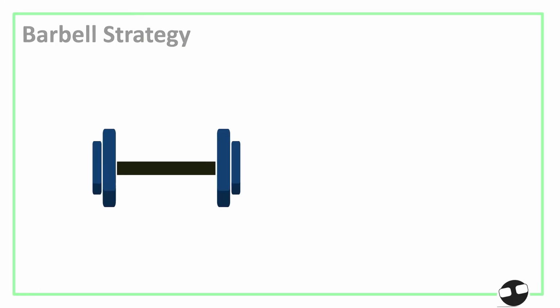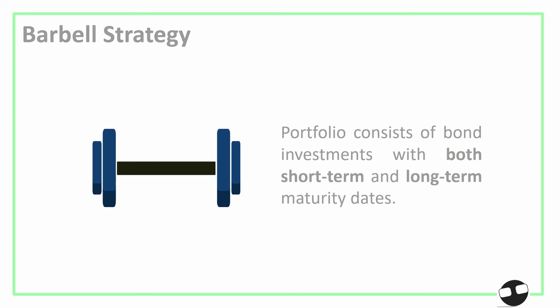And the last strategy, we have the barbell strategy. So here, the portfolio consists of bond investments with both short-term and long-term maturity dates. So, alam na natin yung short-term, no, or intermediate bond funds. Ito yung mga bond funds or bonds na merong less than 3 years na maturity. Yung long-term naman, ito yung mga bonds natin with, let's say, more than 5 years. Let's say 5 to 25, 30 years in maturity.